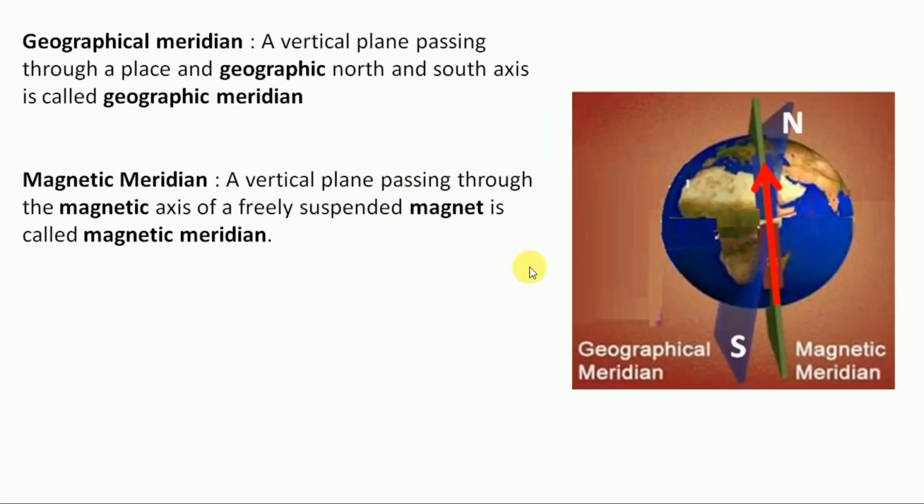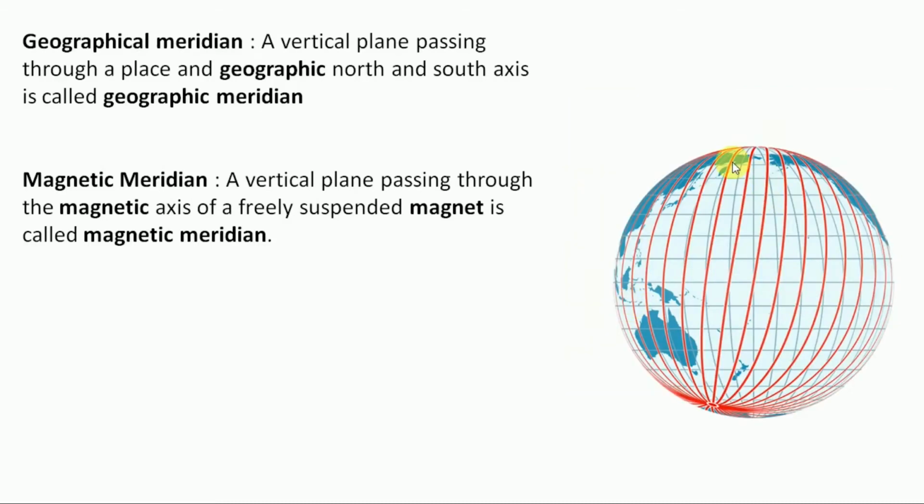So out here you can see, this is the north pole and this is the south pole. So this plane is called geographical meridian, and if you keep the compass at this place, then this plane is along the axis of the compass. So this plane is called magnetic meridian. So different places have different geographical and magnetic meridians. Out here you can see these blue lines are the geographic meridian, but these red lines are the magnetic meridian. So if you keep a compass at this place, it will align along the red line.